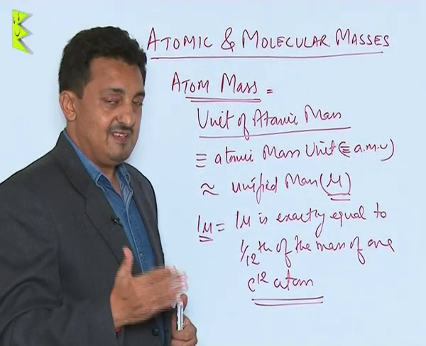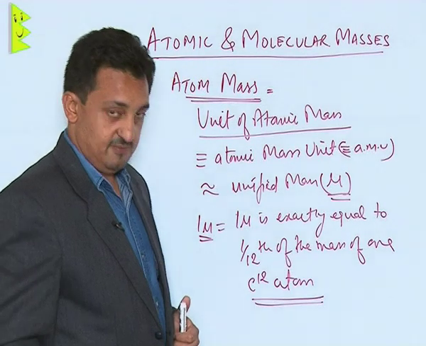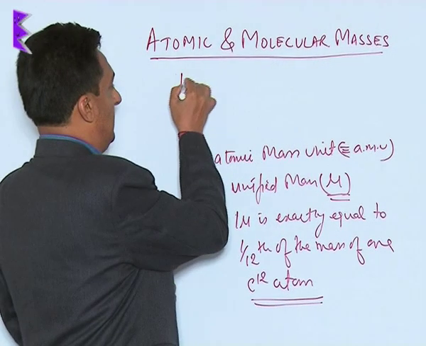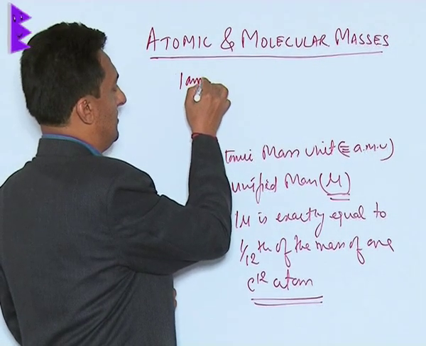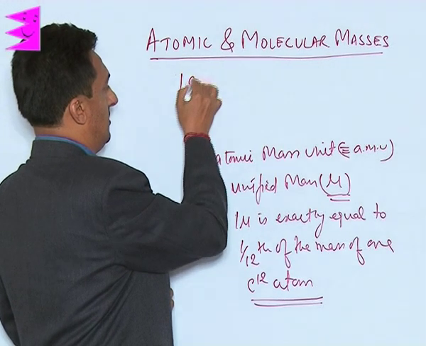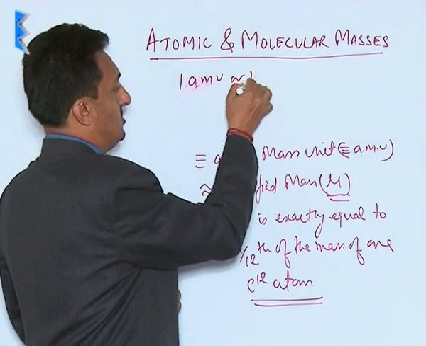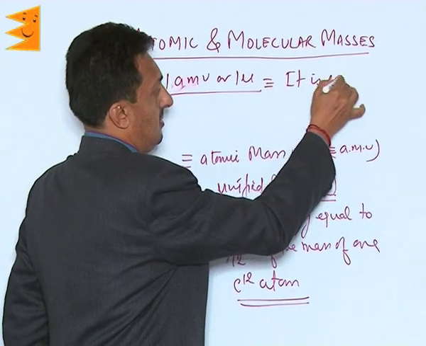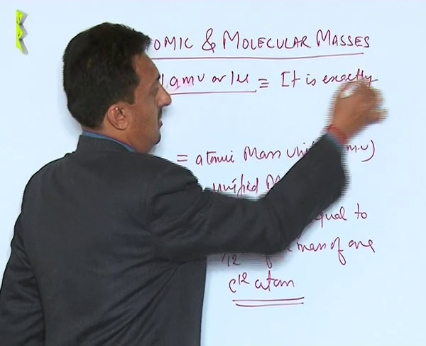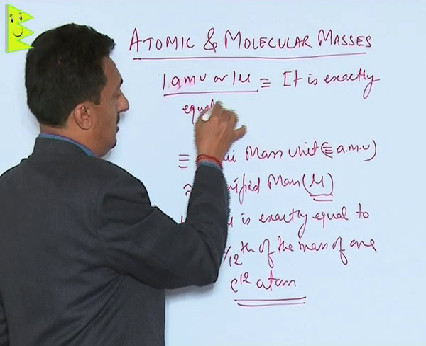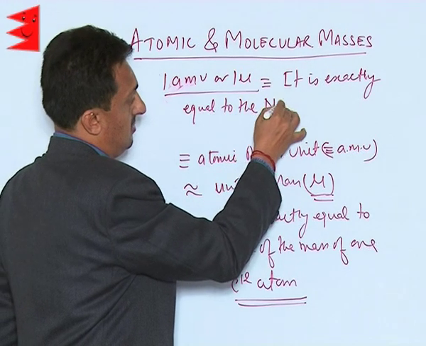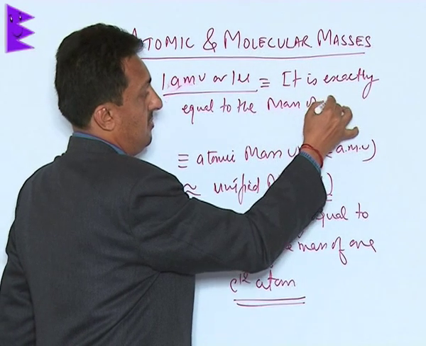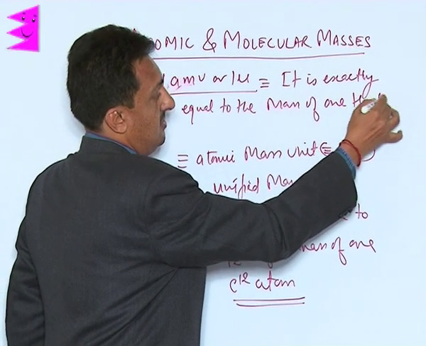In some cases, it is also defined in terms of hydrogen. In terms of hydrogen, your 1 AMU, which is also called 1 U, is exactly equal to the mass of one hydrogen atom.